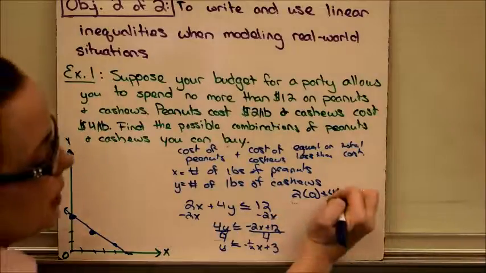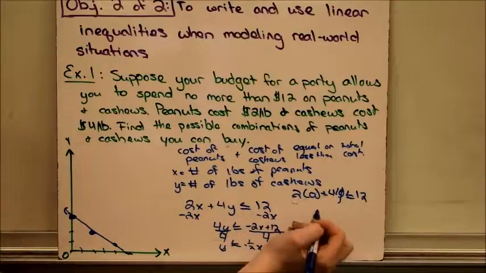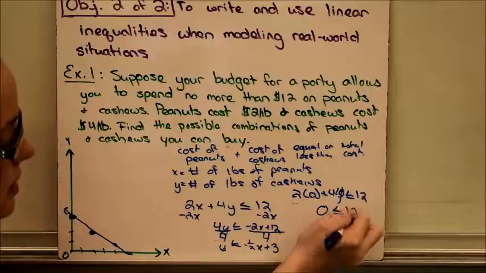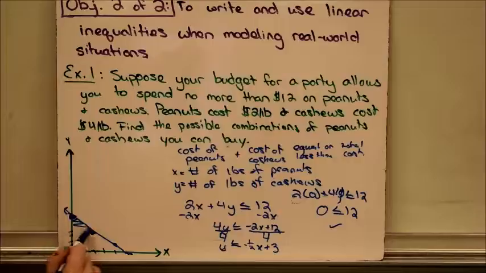Let's replace that y with 0. So 2 times 0 is 0. 4 times 0 is 0. 0 plus 0 is 0. So 0 is less than or equal to 12. Is that true? Yes, that is. So we know that this region of our coordinate plane is going to be shaded.